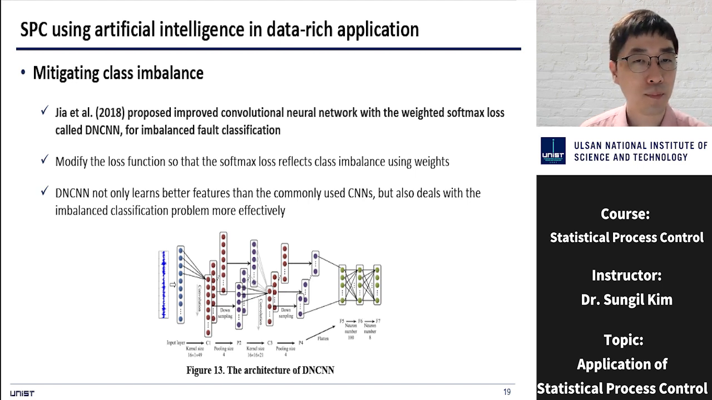A recent study proposed an improved CNN with a weighted softmax loss, called the DNCNN, for imbalanced fault classification. Their idea is to modify the loss function so that the softmax loss reflects class imbalance using weights. As a result, DNCNN not only learns better features than the commonly used CNN, but also deals with the imbalanced classification problem more effectively.